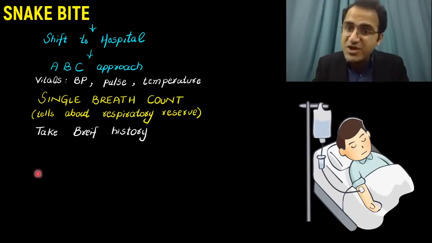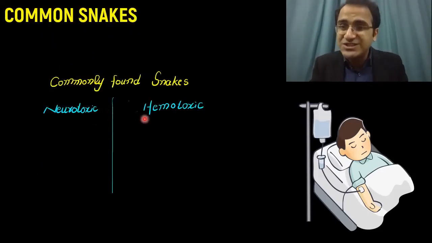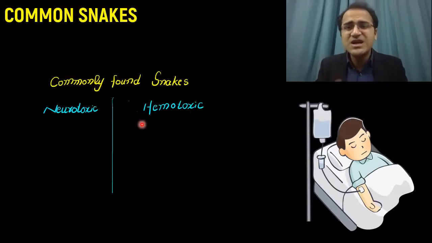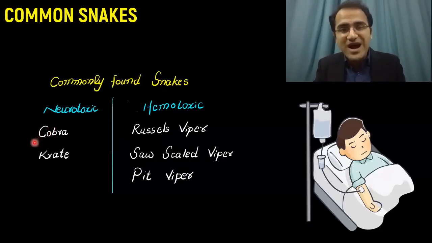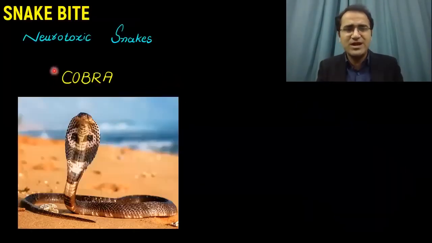After that, you have to take a brief history from the patient. Commonly found snakes in our region, other than the snakes that used to be present in the libraries and study rooms of medical colleges, the common snakes that are found in our region in India, Pakistan, Bangladesh, are either neurotoxic snakes or hemotoxic snakes. Neurotoxic snakes include cobra and krait. Hemotoxic snakes include Russell's viper, saw-scaled viper, and pit viper. We'll discuss these snakes for a while.